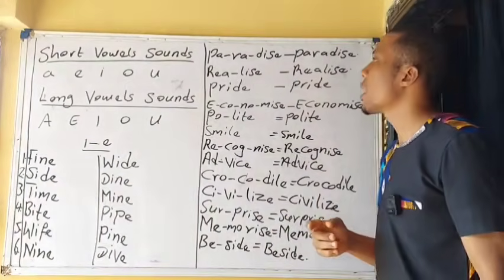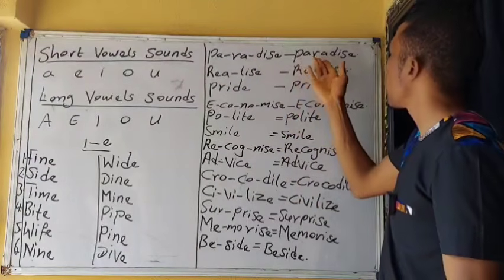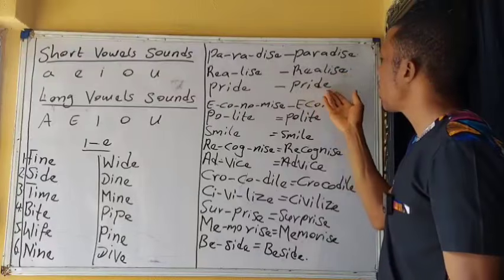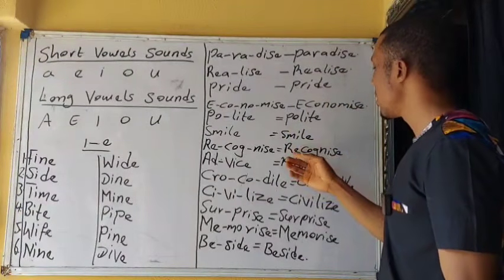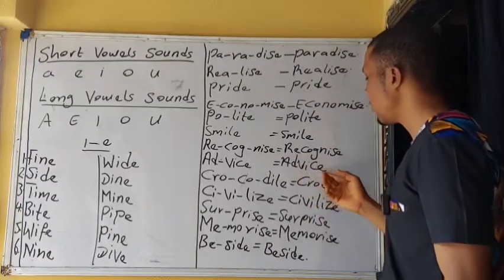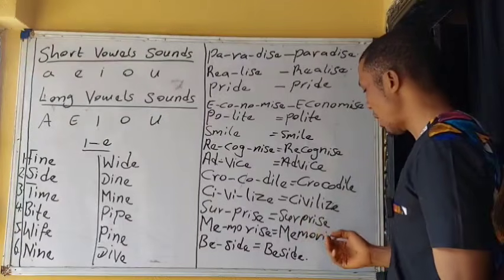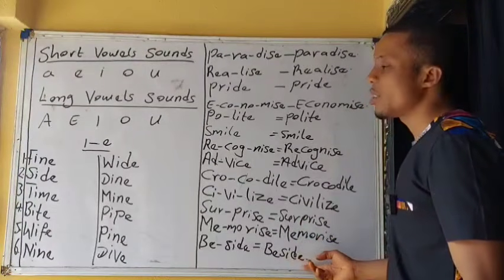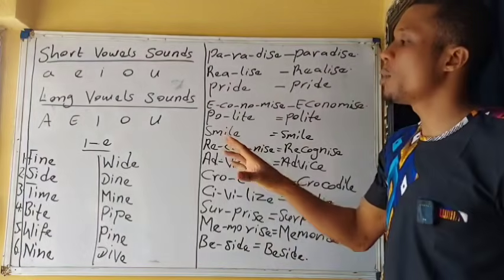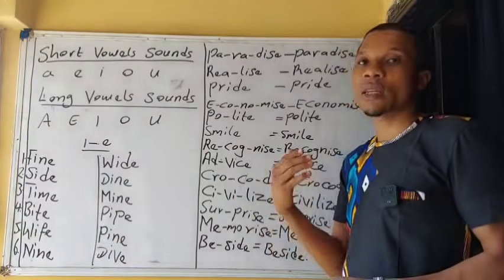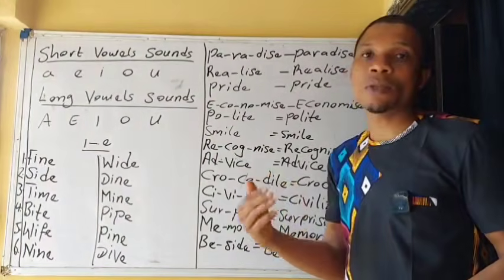I. Is that clear? So this is what? Paradise. Realize, pride, economize, polite, smile, recognize, advice, crocodile, civilize, surprise, memorize, and beside. Is that clear? So this is how simple it is when you actually understand the principle guiding some changes of letters in learning how to read and write.